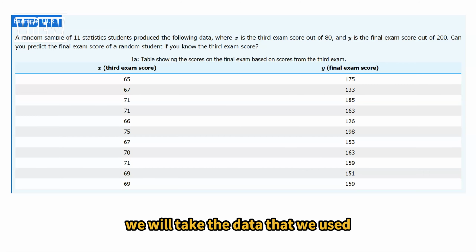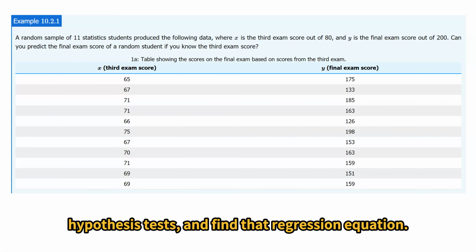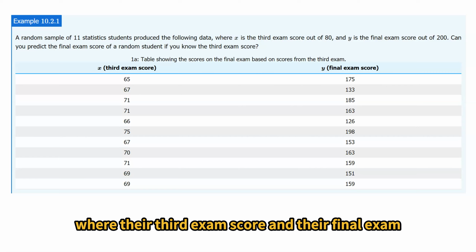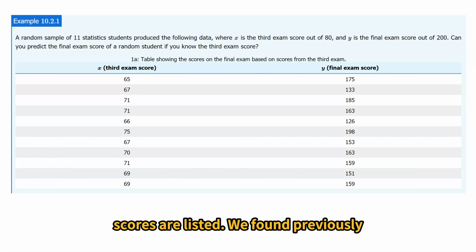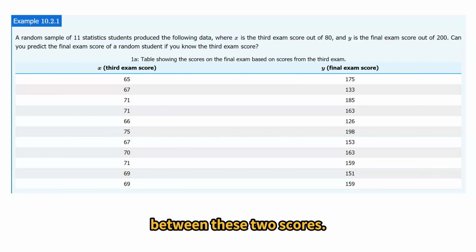For this lesson, we will take the data that we used in the previous example for linear correlation hypothesis tests and find that regression equation. So we have that random sample of 11 statistics students where their third exam score and their final exam scores are listed. We found previously that there is a significant linear correlation between these two scores.